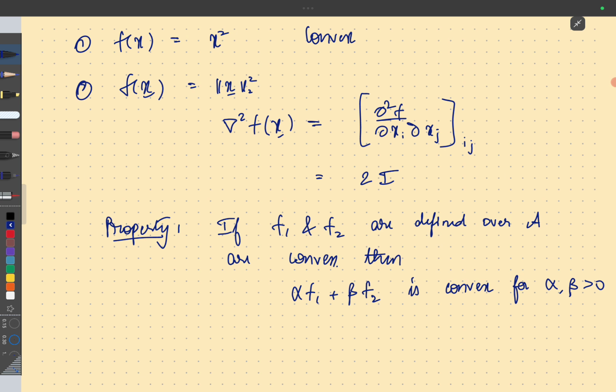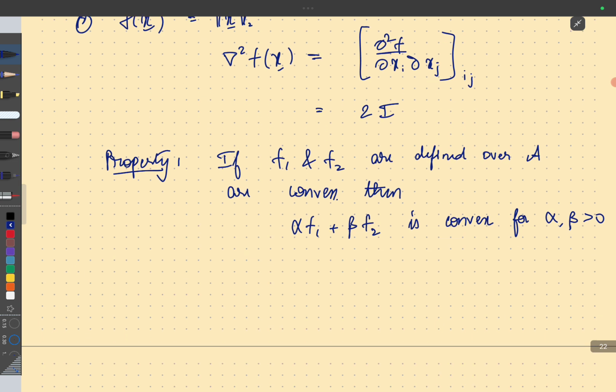The second derivative, or the Hessian, of alpha f1 plus beta f2 is simply alpha times the second derivative of f1 plus beta times the second derivative of f2, which is non-negative, right? Use the definition and add it. Exactly. You can simply use the basic definition of convexity, so it's just a 2-line exercise to show that this statement is true. Okay? Any questions?